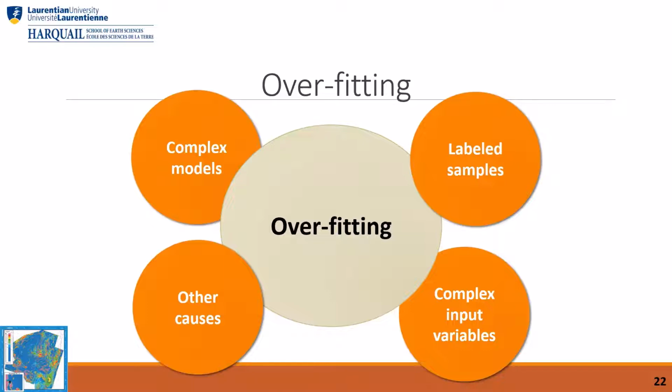The first one is that our models might be too complicated. But the most important cause of overfitting is our labeled samples, because the problem ends up being that we do not have enough labeled samples to train our models. And so what we have to do is, if we can, try to increase the size of labeled samples. And this is something that we are trying to explore in our case studies.